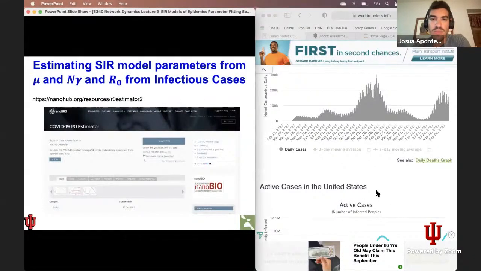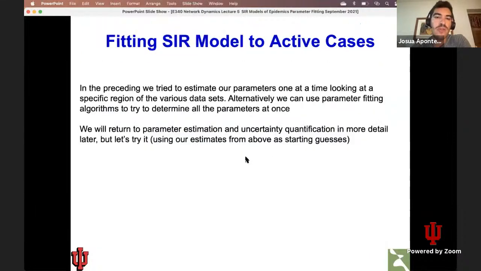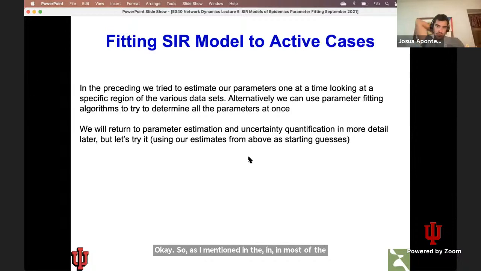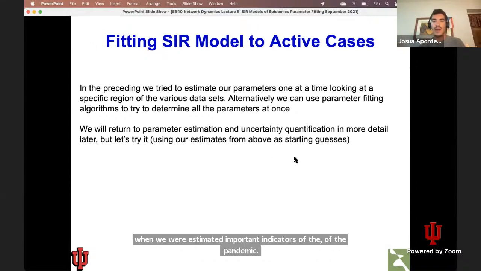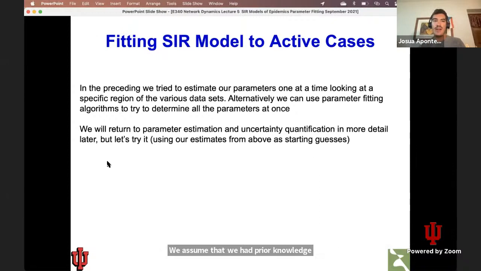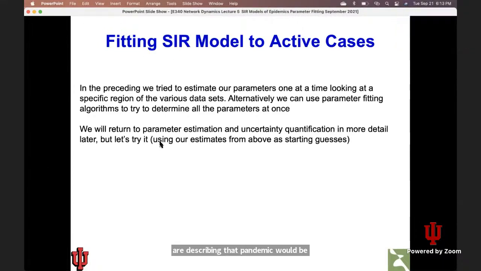Okay, so as I mentioned in most of the preceding parts, when we were estimating important indicators of the pandemic, we assumed that we had prior knowledge of what the parameters describing that pandemic would be. In reality, we do not have access to those parameters, and we have to infer them from the data.